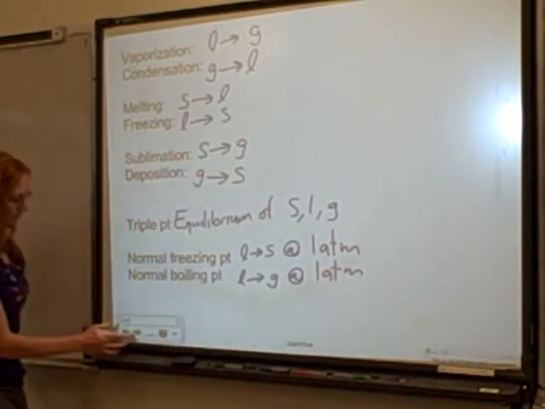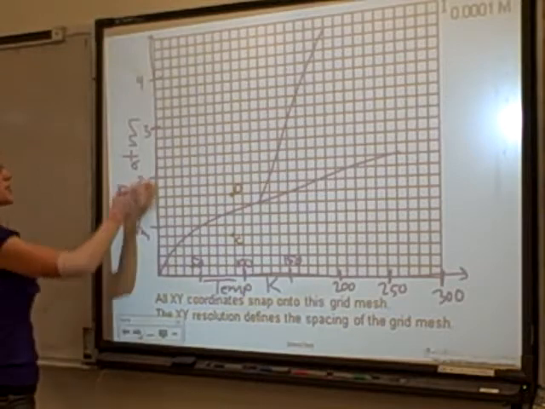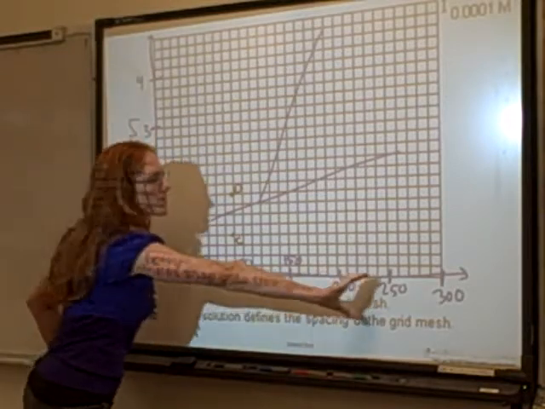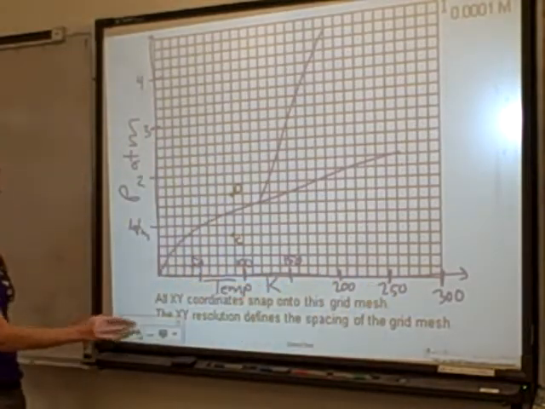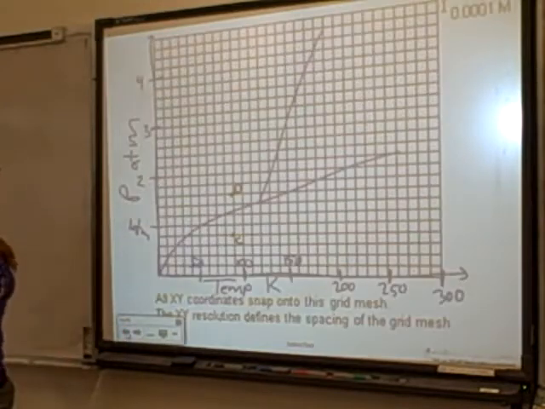Okay. So here's a diagram. It's not labeled for us. And let's see, I've got pressure on this side in atmospheres, temperature on this side in Kelvin, and we're going to do some problems on that. It says label the states. The first thing I'm going to do is label the states.